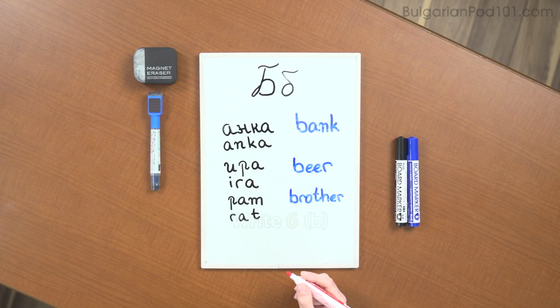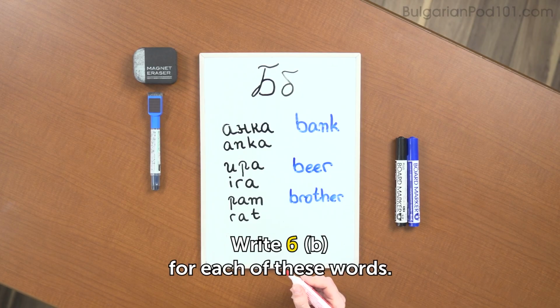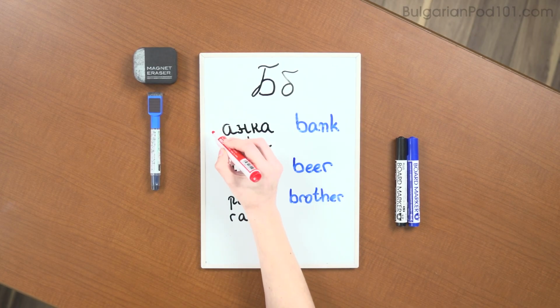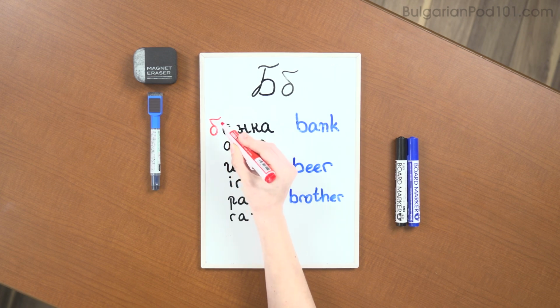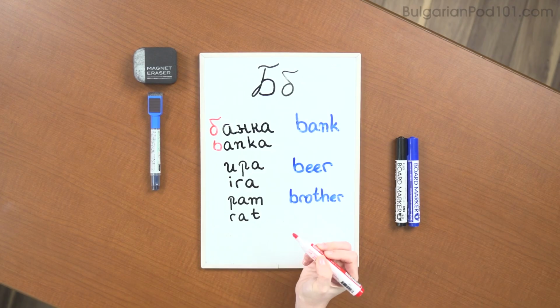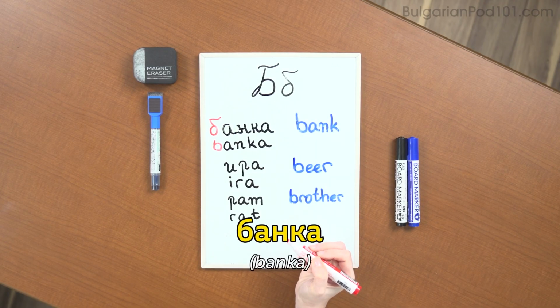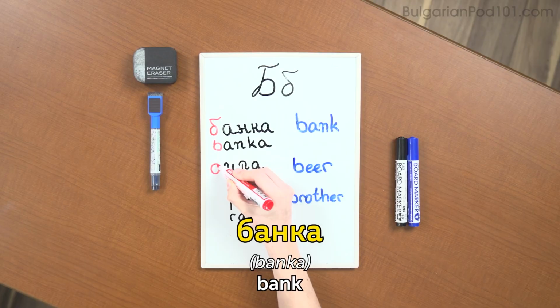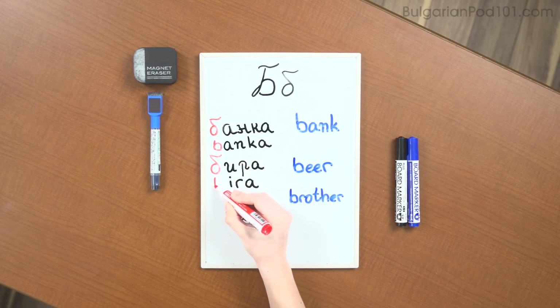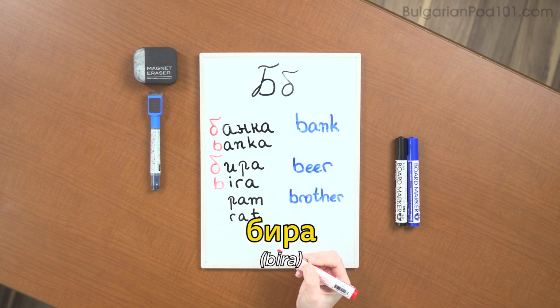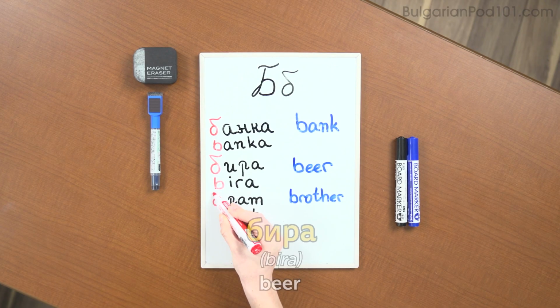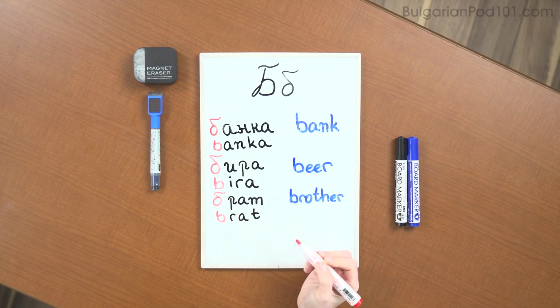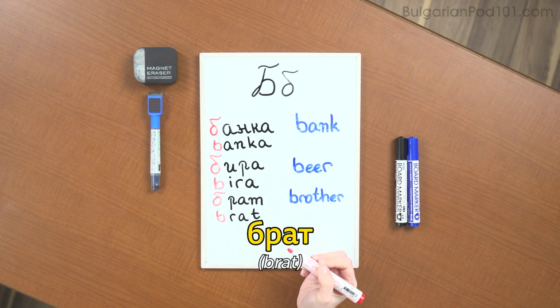Now let's practice. Write B for each of these words. Banca, banca, bank. Bira, bira, beer. Brat, brat, brother.